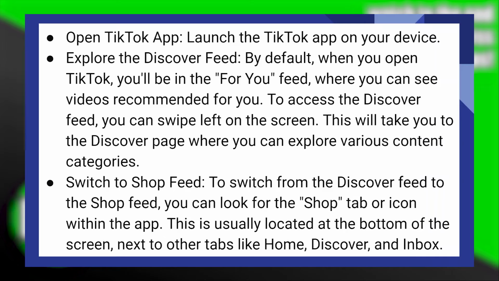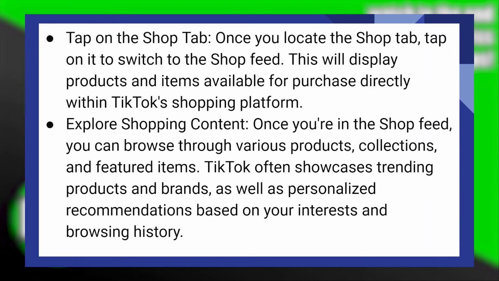To switch from the Discover feed to the Shop feed, you can look for the Shop tab or icon within the app. This is usually located at the bottom of the screen, next to other tabs like Home, Discover, and Inbox. Once you locate the Shop tab, tap on it to switch to the Shop feed. This will display products and items available for purchase directly within TikTok's shopping platform.